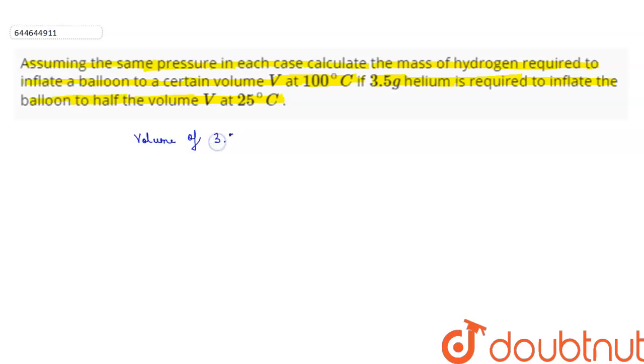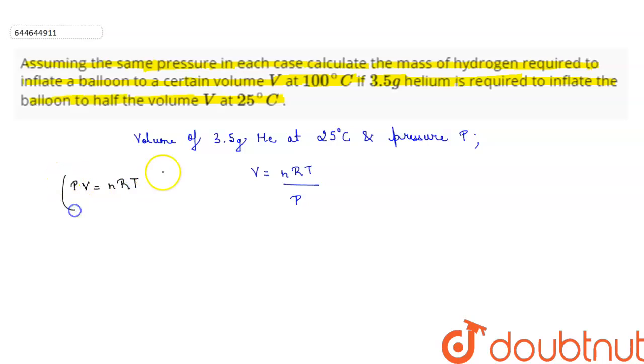So basically, the volume of 3.5 gram helium at 25 degrees Celsius and pressure P is V equals nRT by P. As we know the ideal gas equation, PV equals nRT, so from using this we get this. Now let's put the values.